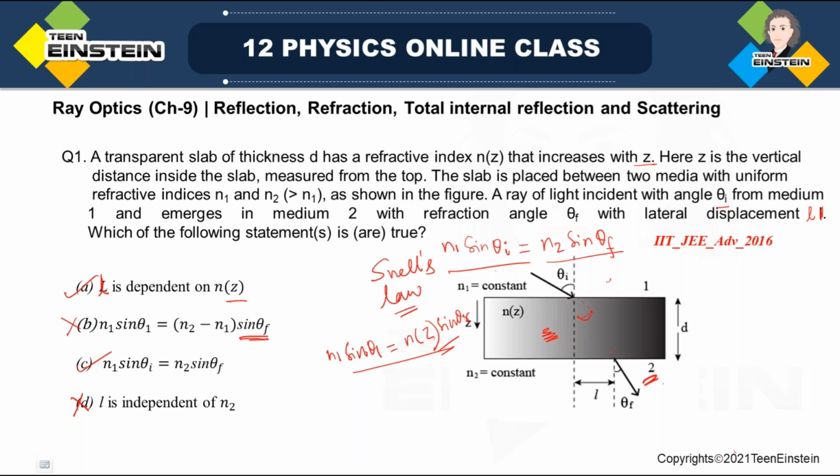Okay, so now what we get here: L is independent of NZ. Okay, sorry, L depends on NZ. The lateral shift L depends on NZ, through which it is traveling, and this is the correct Snell's law for this particular problem or figure.